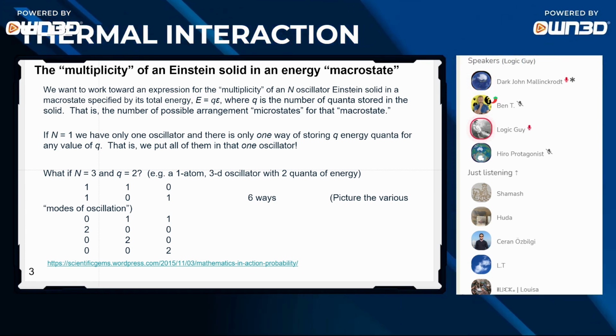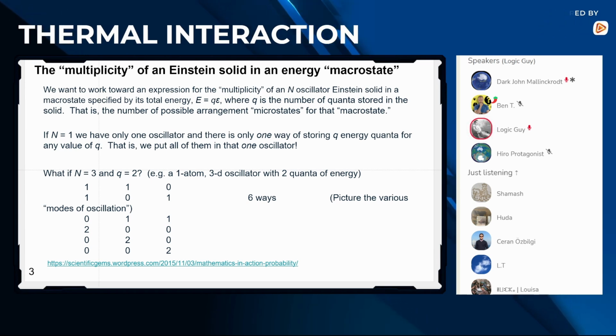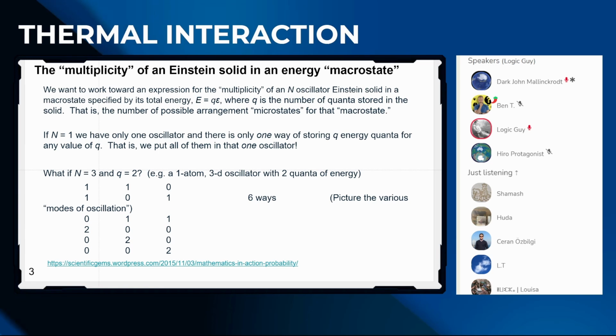For n equals 3, you said this is one atom with 3 dimensions. So up, down, left, right, let's say in, out. Okay, right. Can we imagine 3 atoms instead of one atom? Sure. Yeah, right. You could have 3 atoms connected to each other.